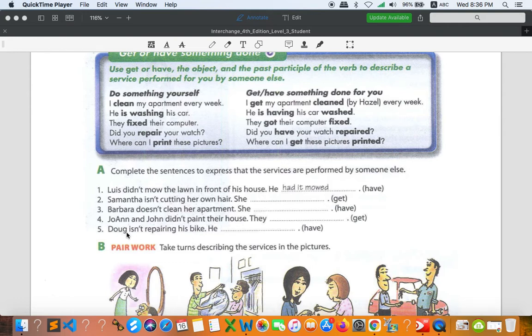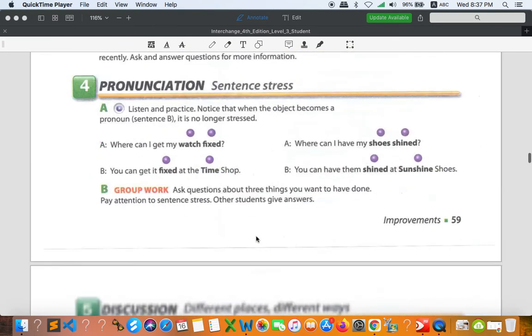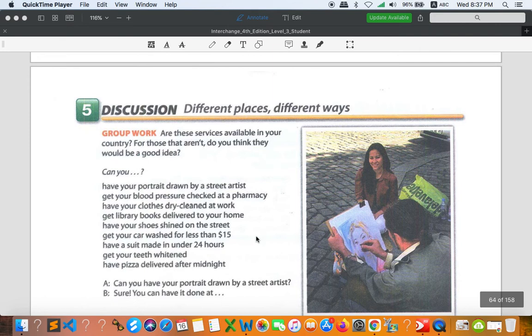Last one, number 5. Dale isn't repairing his bike, that is present continuous. So you can say present continuous too, and the verb given is have, so you can say he is having it, his bike, and then repairing, you have to change it to repaired, with ed. So once again, you can say he is having it repaired. All right, so let's go to the next one, everybody. Let's go to number 5.